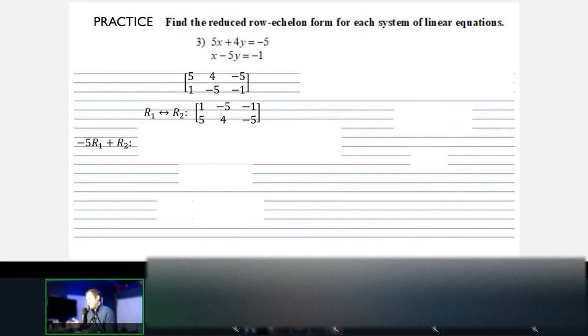And this is basically how every problem is going to be. Once we get a 1 here, you will always multiply that row times the opposite of this number. So because we want to make it a 0, we multiply 1 times, well, the opposite of 5 is -5. So -5 times row 1 plus row 2, right? Remember, whatever's listed second in the operation gets changed. So we're not changing row 1, we're only changing row 2.